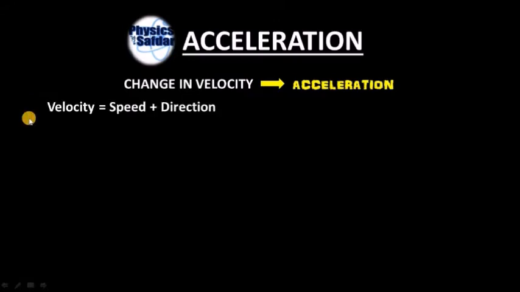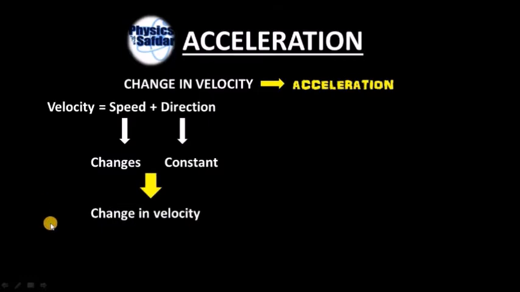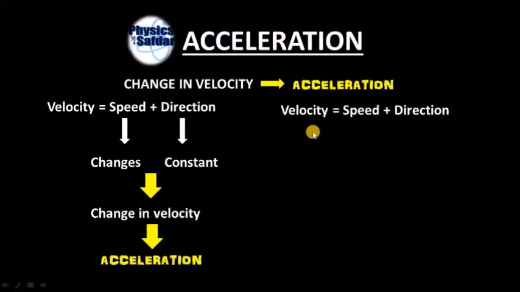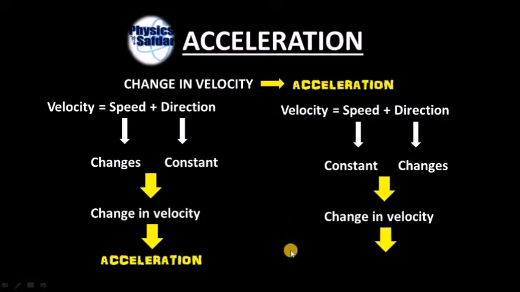Look at this velocity equation. Velocity depends upon speed and direction. When speed changes and direction is constant, that produces change in velocity and we will find acceleration in the moving object. Now move on to the second condition. Starting with the same equation, velocity depends upon speed and direction. If speed is constant and direction changes, that produces change in velocity, and finally you will get acceleration in the moving object.